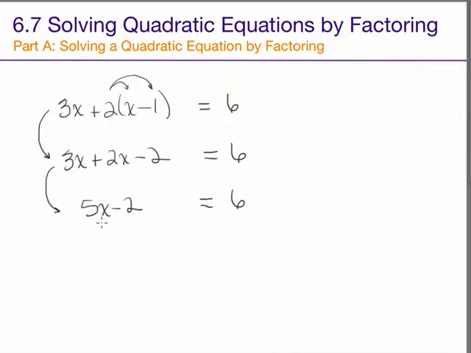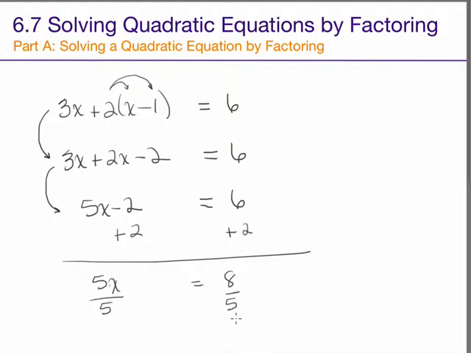Now, though, to get the x by itself, I'm going to have to get this -2 out of the way. And then the 5 is in my way, so getting rid of that means dividing both sides by 5. My solution is x equals 8 over 5.